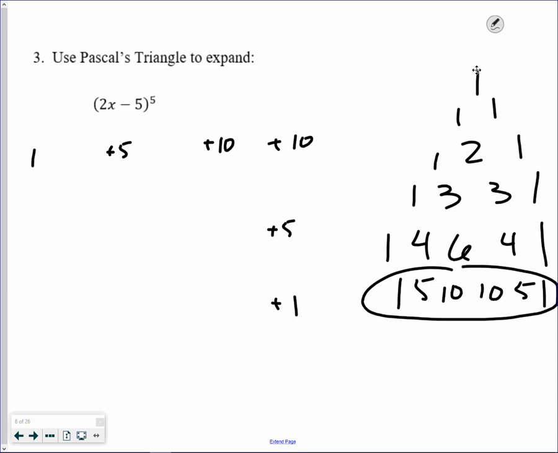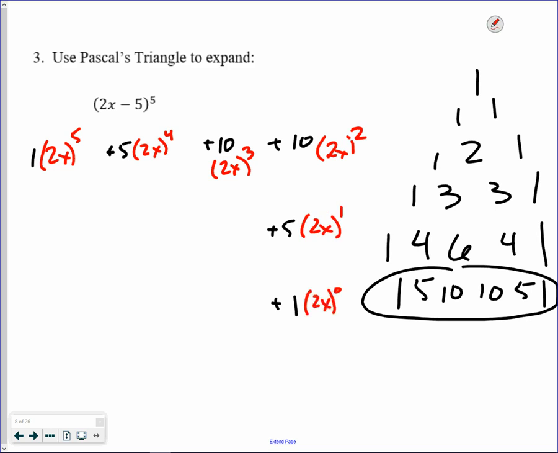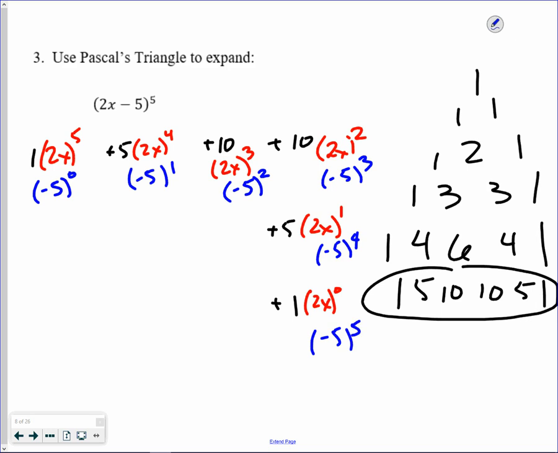Now, you're going to take the first term in the binomial, which is 2x, and I'm going to do each one of these in descending order. So 2x to the 5th, 2x to the 4th, 2x to the 3rd, 2x to the 2nd, 2x to the 1st, and technically it's 2x to the 0, even though that's going to be 1. Then I take the -5 and do it in ascending order. So I have negative 5 to the second, negative 5 to the third, negative 5 to the fourth, and negative 5 to the fifth. Now, with that being said, I am going to do each one of those individually.